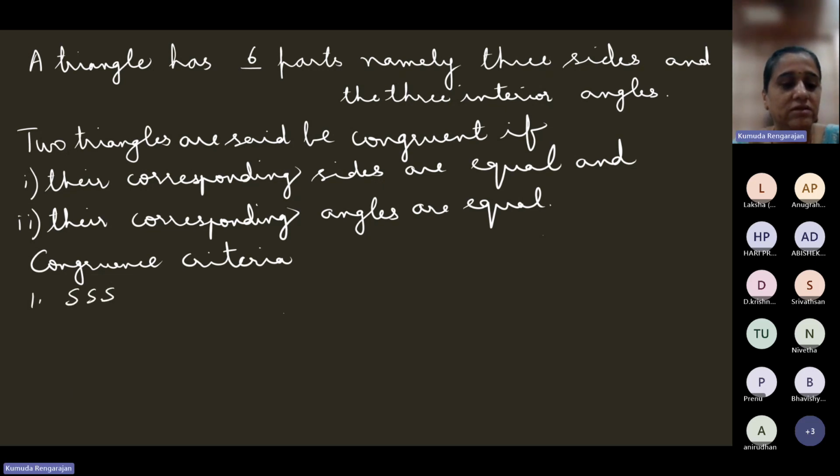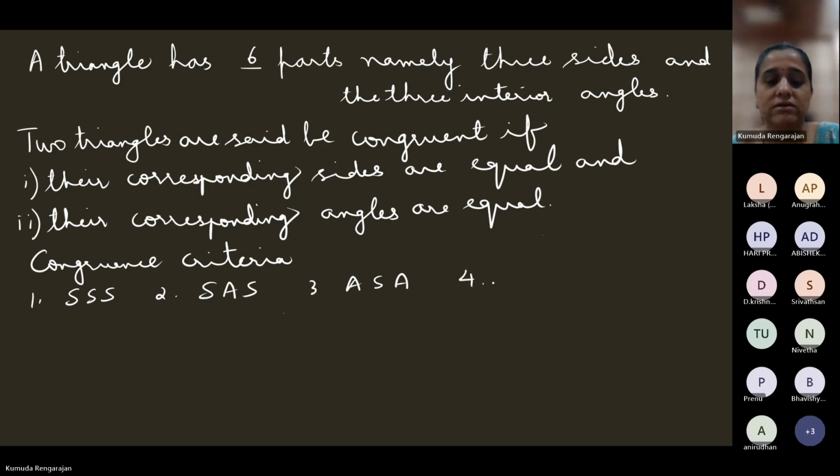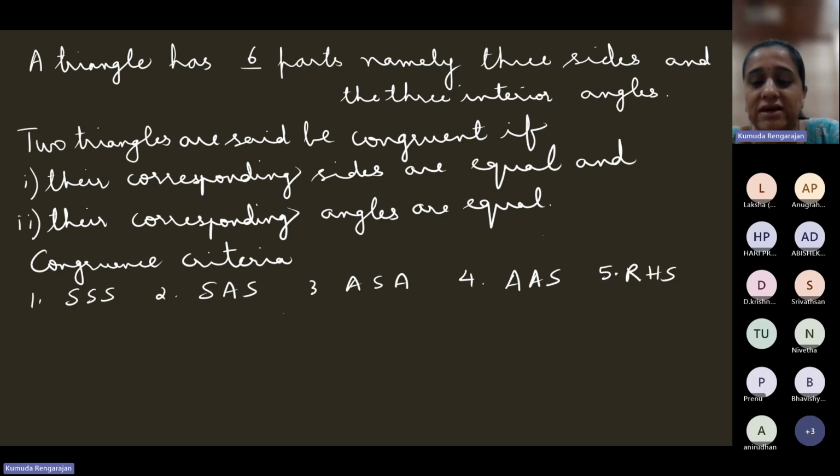So we have the SSS congruence criterion. When you say SSS, that is one thing. So the criteria are: SSS congruence criterion, SAS congruence criterion, ASA congruence criterion. Then tell me, complete. Yeah, the last one. RHS, miss. RHS. So SSS, SAS, ASA, AAS, and RHS congruence criteria.